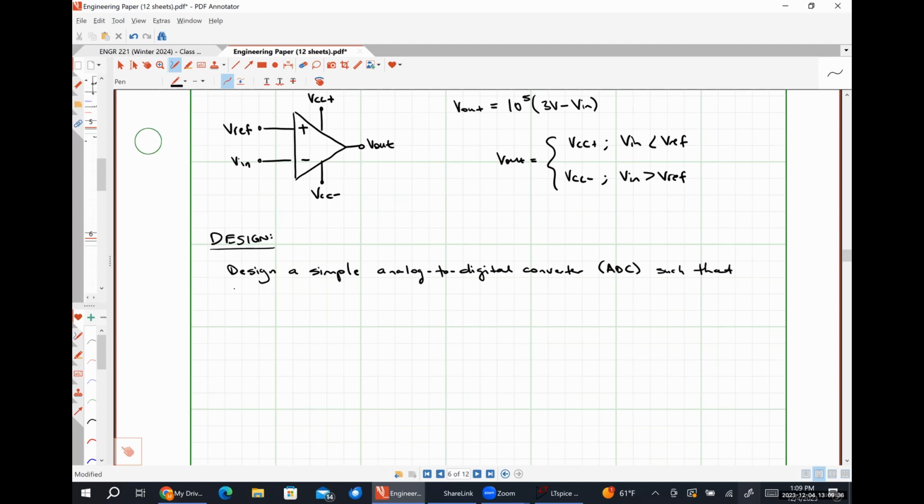such that the output is equal to 5 volts, which is a digital high, when Vn is greater than 2 volts, and Vout will be equal to 0 volts, or a digital low, when Vn is less than 2 volts.